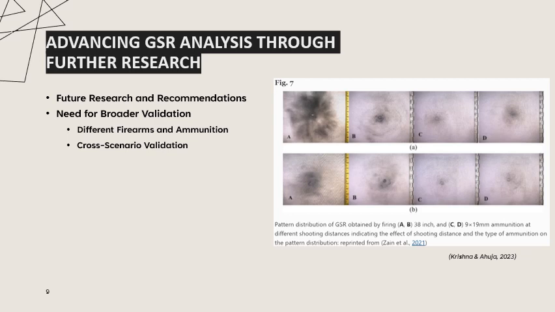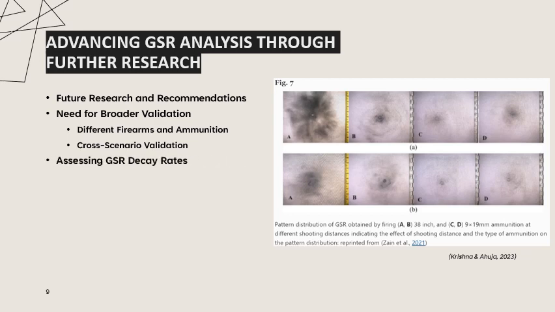One thing shown on the slide is from Krishna and Ahua from 2021, and they did a full paper on the different types of gunshot residue from different weapons, the bullet size, and the distance. And so figure 7 shows the pattern distribution for gunshot residue obtained by firing a .38 and a 9x19 millimeter ammunition at different shooting distances, and how that affects the gunshot residue transfer.